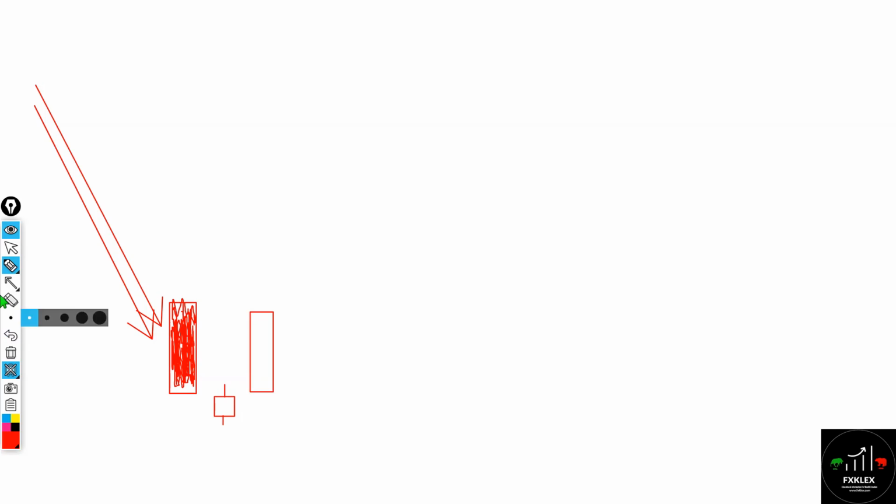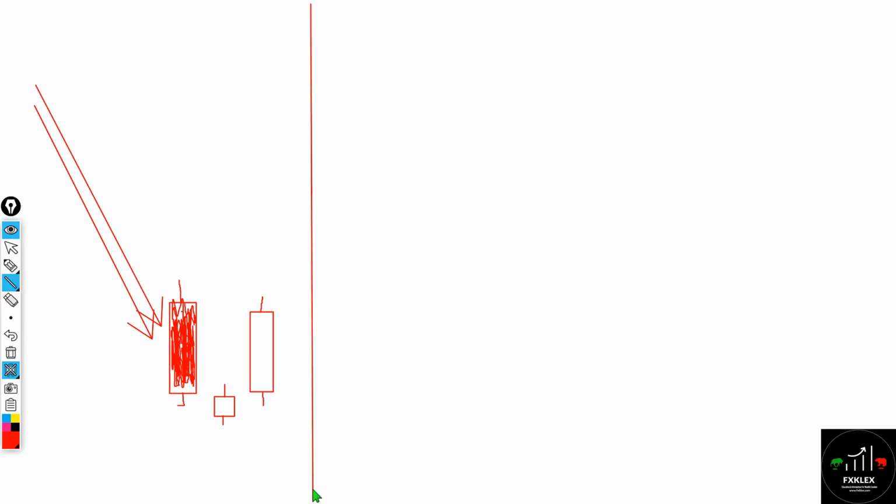The third aspect to consider is that this third candle must be a bullish candle. It can have a lower wick like this, or an upper wick like this, or both an upper and a lower wick. It doesn't matter. But it's advisable that this wick does not go below this body. It can be just like this. So this is a morning star, and it has a bullish implication on your trading chart.